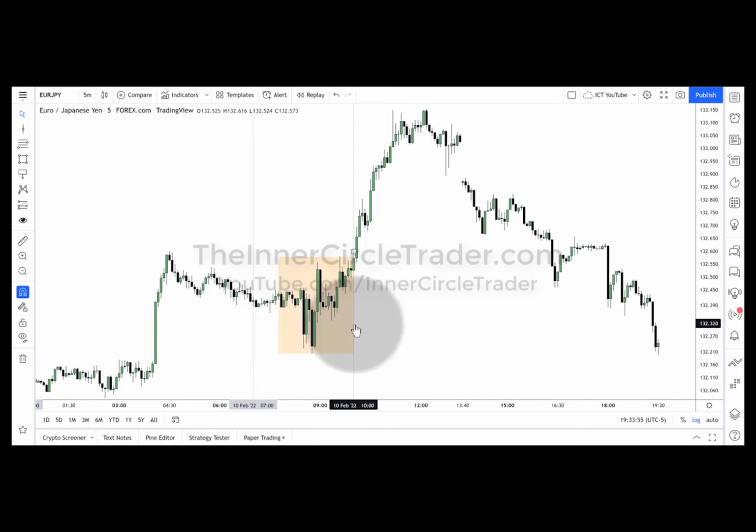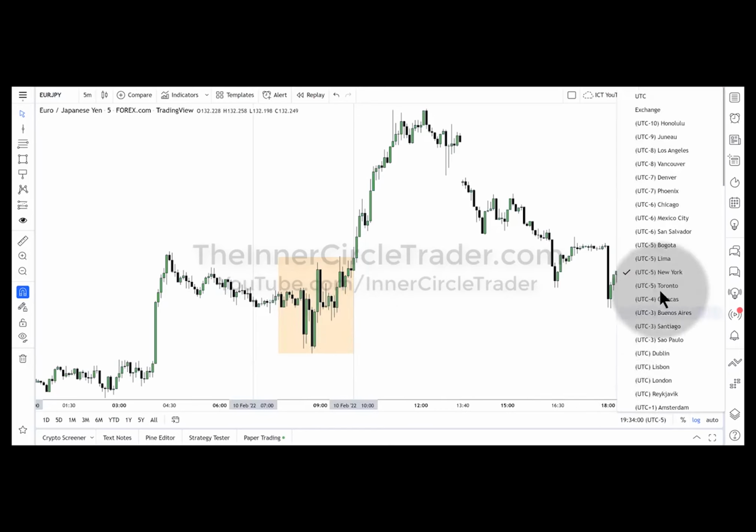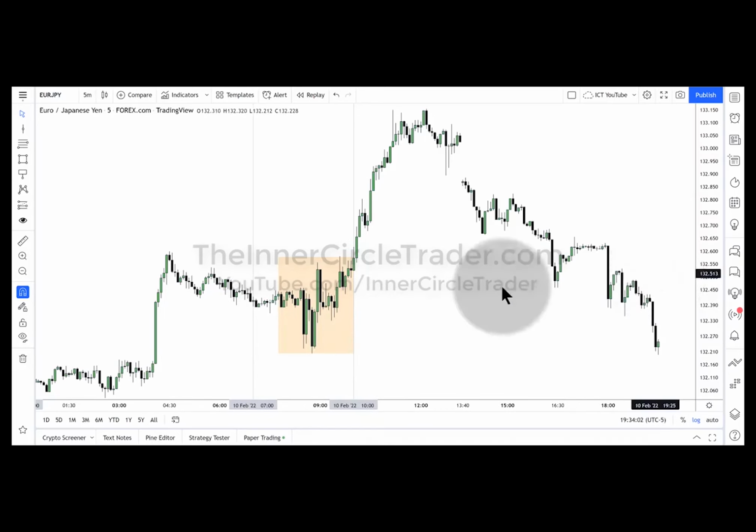but just know that 7 o'clock in the morning to 10 o'clock in the morning, New York time, again, on TradingView, you need to have it toggled to that. Everything else, it'll be wrong. All right, so here is the time of day that the forming of a New York setup forms.